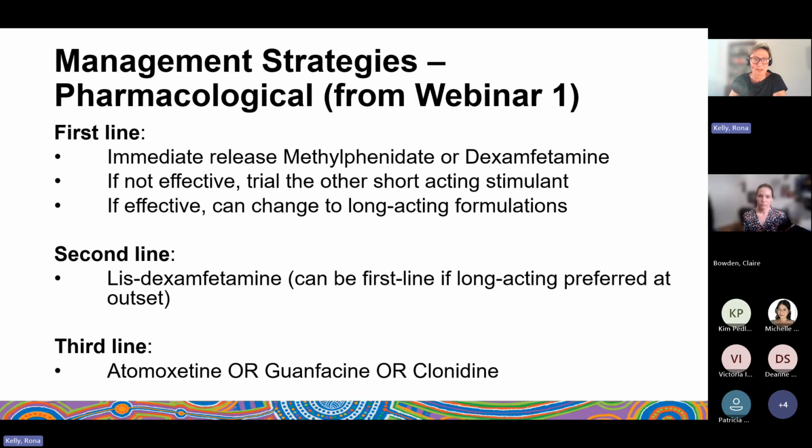So this slide was in webinar 1, and we touched upon the commonly used medications for ADHD. So we'll talk about each of these options.